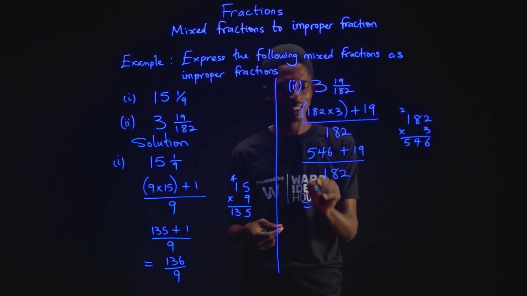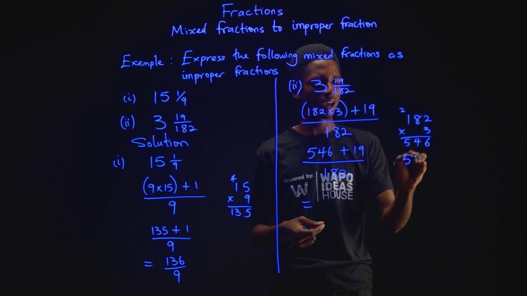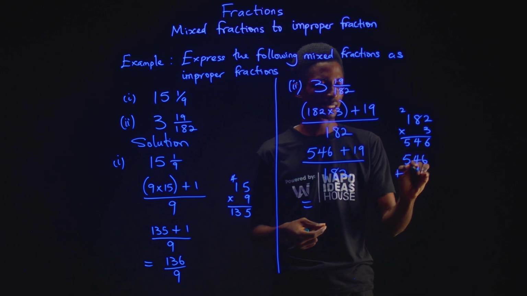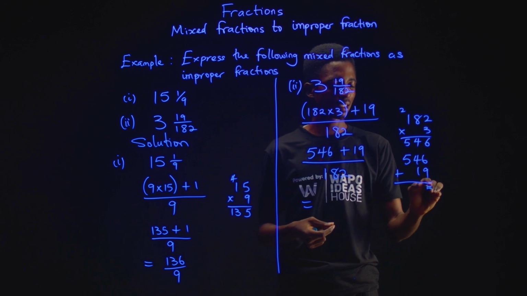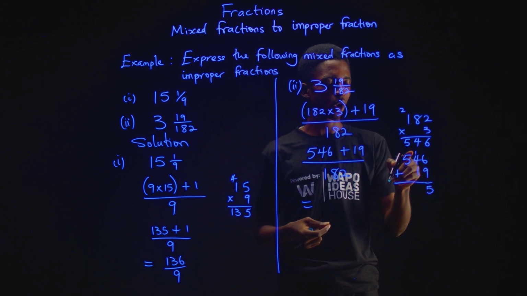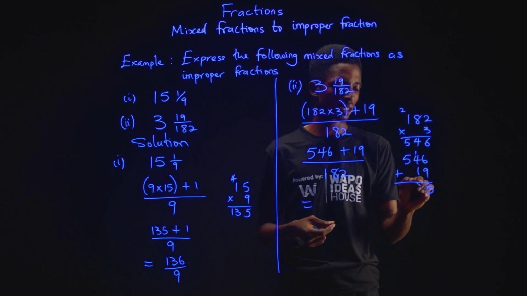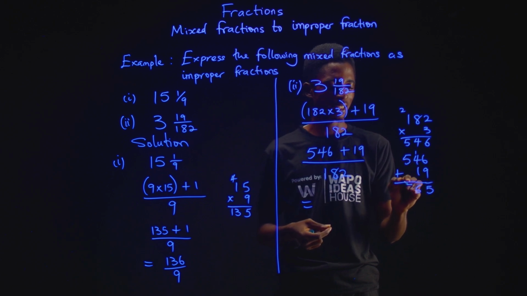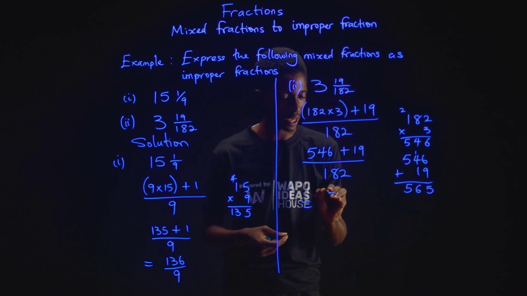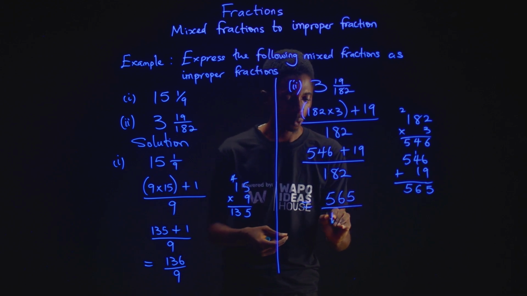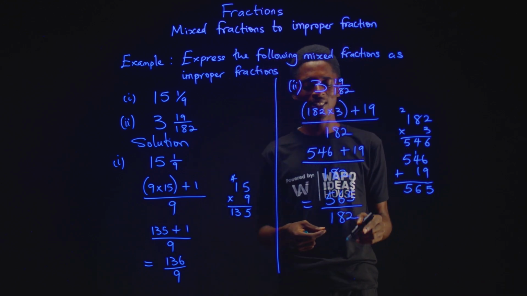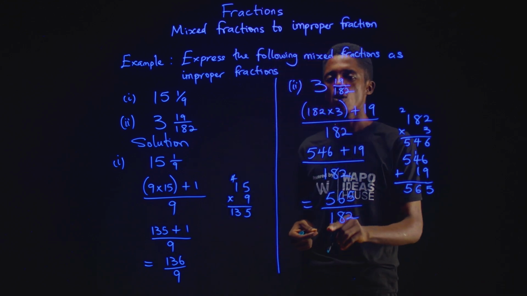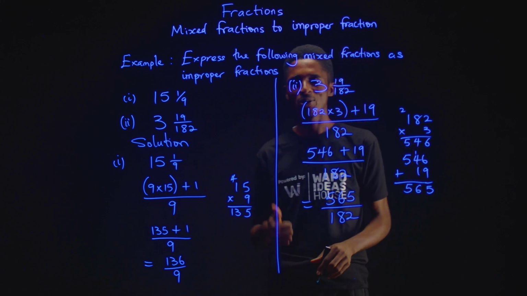19/182. Now, let's add this together. We have 546 plus 19. And what is 9 plus 6? That is 15. 5, carry the 1. 1 plus 4 plus 1 will give us 6, and then 5. So that is at the numerator we have 565/182. So our fraction is 565/182. Thank you.